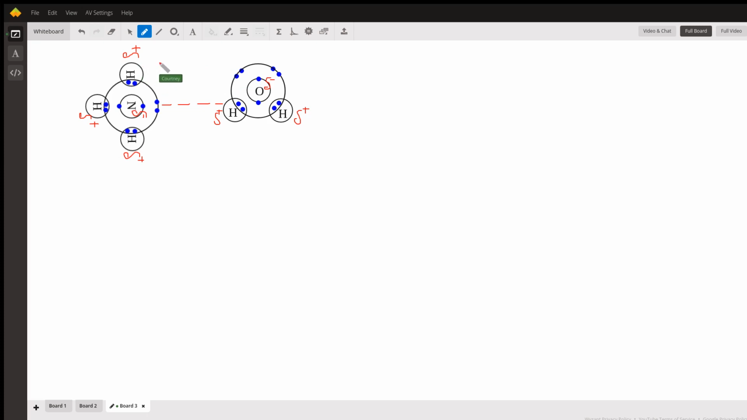And there would also be some hydrogen bonding between the positive charges of these hydrogens and the negativity of the oxygen pair.